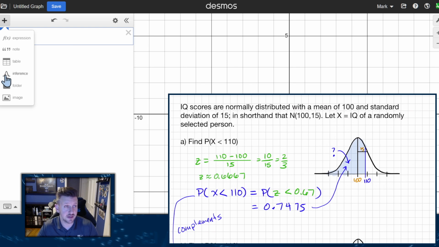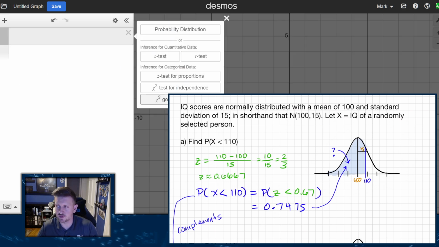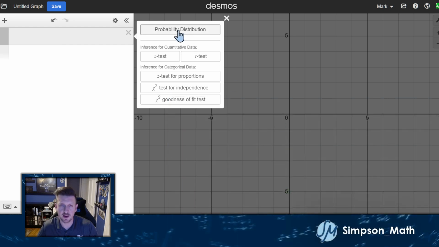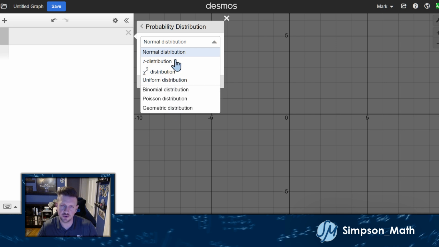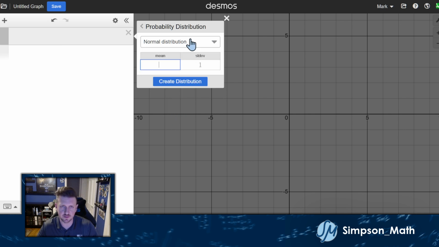But this does have a picture of a normal distribution, which is nice, and that's the one we're going to be using. So pick inference, and one of our options within inference is the probability distribution. Let's select that. Don't do anything with inference right now. We have a probability distribution. You can pick your probability distribution. We're doing normal, so we'll just stick with the default.